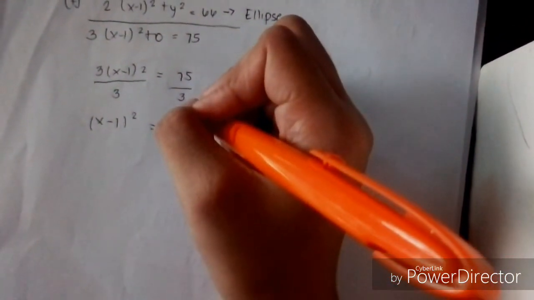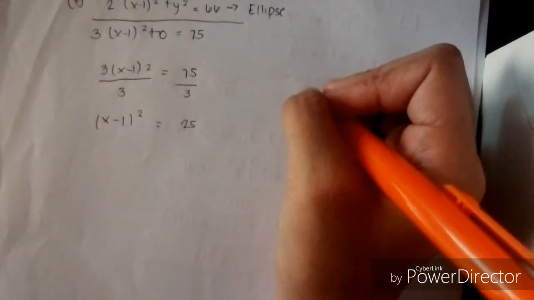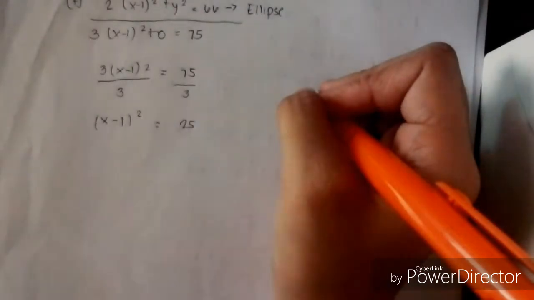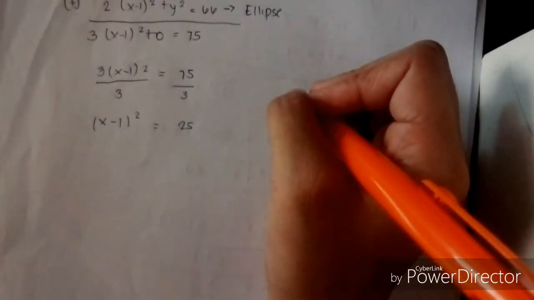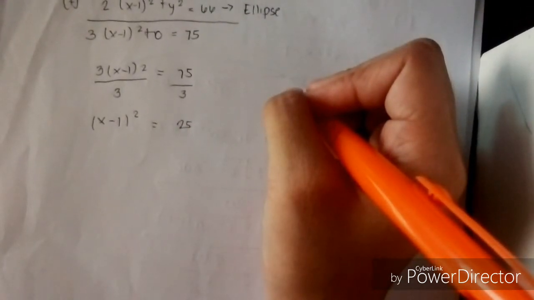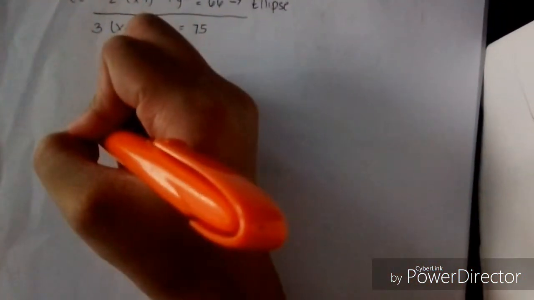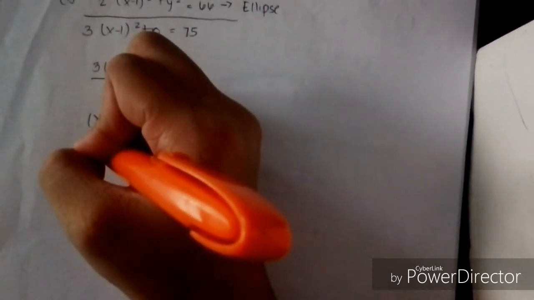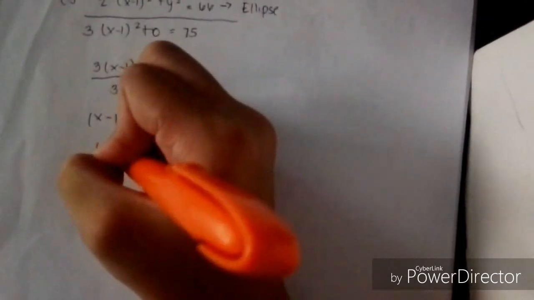Now, we have a problem that x minus 1 has a second power, so we will remove the power. To get rid of the power, we will use the radical sign. So the square root of x minus 1 to the second power, square root.